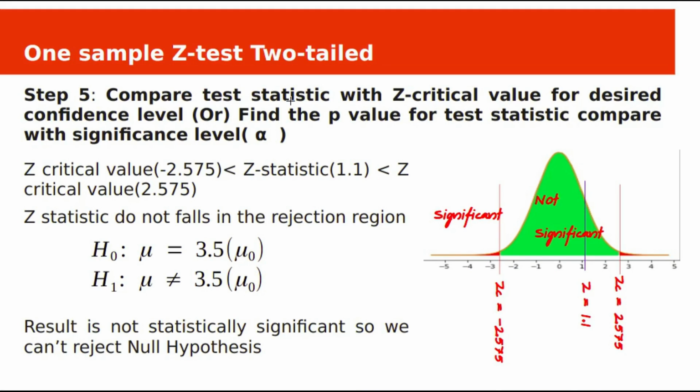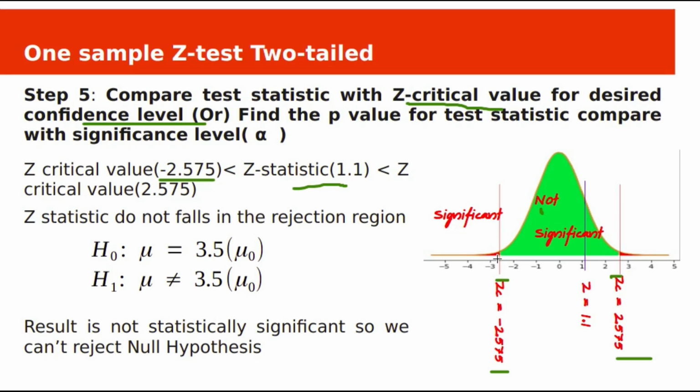Step 5. Compare the test statistic with the Z critical value for the desired confidence level. We already found the Z critical value for 99% confidence level: on the right tail 2.575, on the left tail minus 2.575. Our Z statistic is 1.1, which is between these two critical values, meaning it is falling in the 99% confidence interval, which means it is not falling in the rejection region.